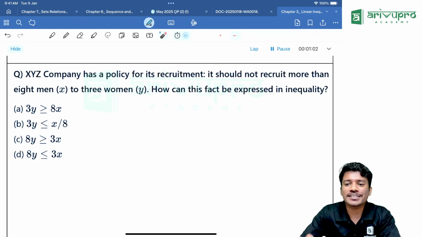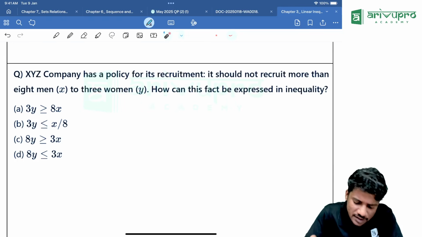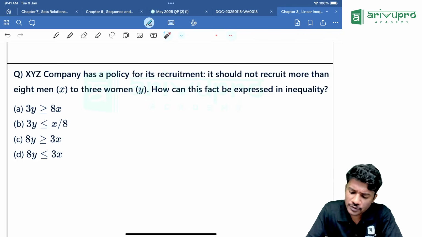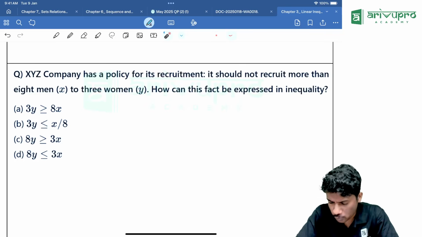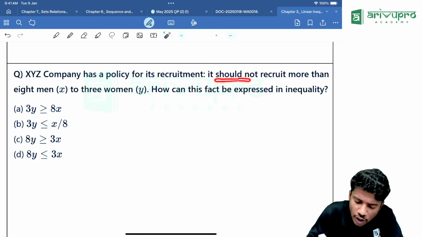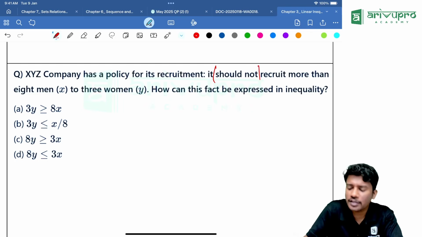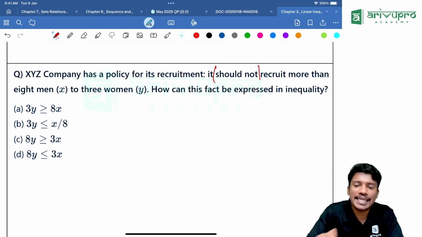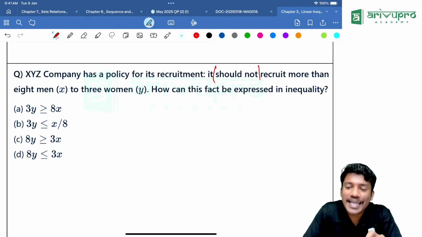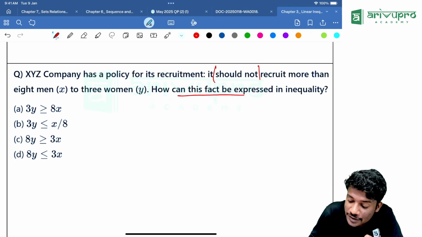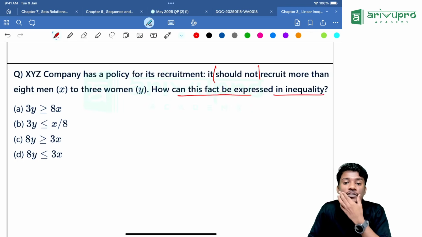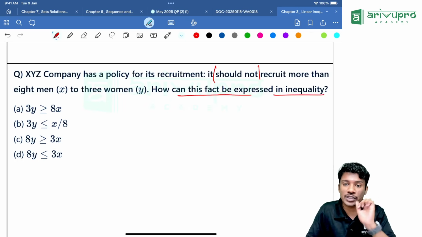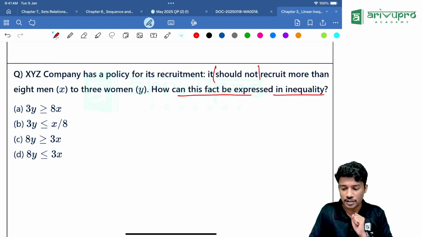Now, what is given in the question? XYZ company has a policy for its recruitment. What is the policy? It should not recruit more than 8 men to 3 women. How can this fact be expressed in terms of inequality is the question. I will tell you the trick. They are telling should not. Should not more than will be what? It will be less than. Correct?